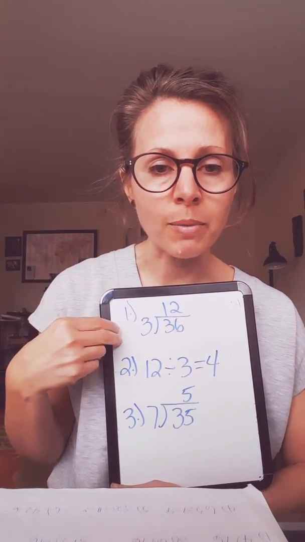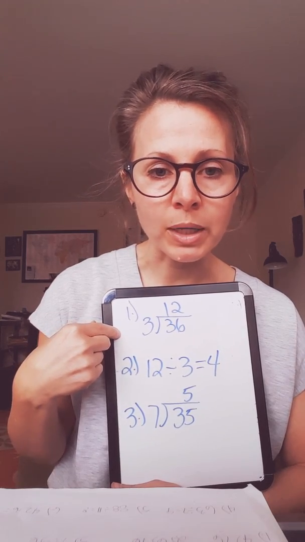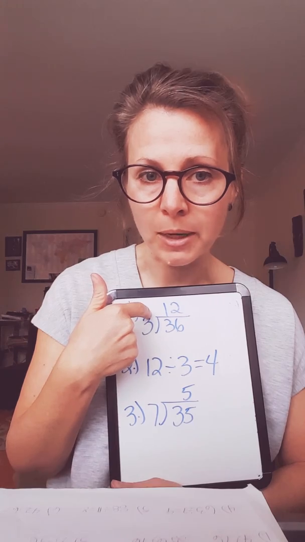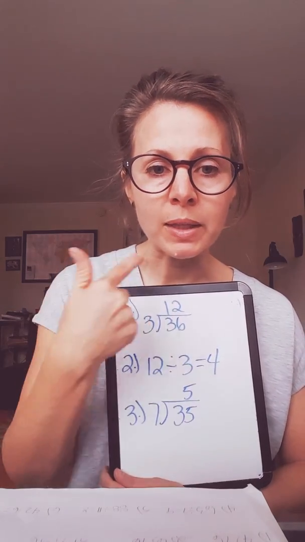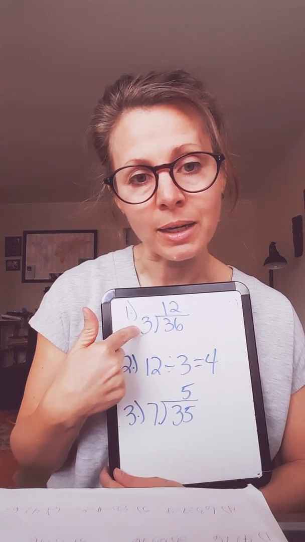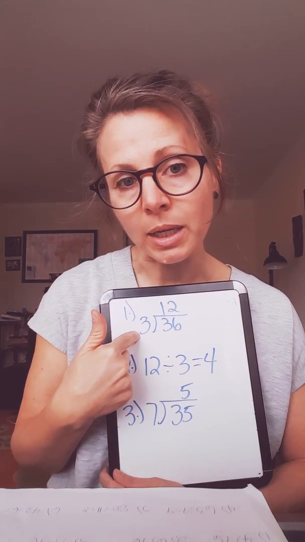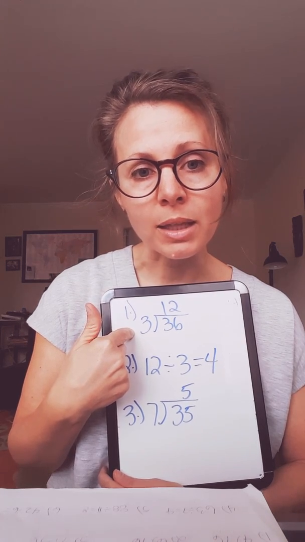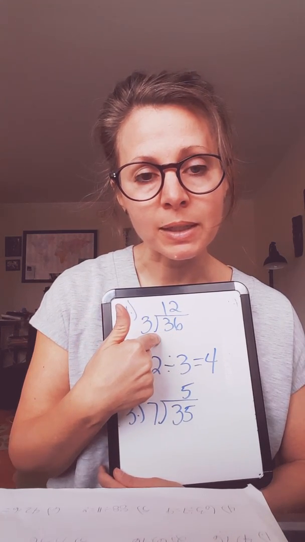So for this problem, you are going to put the number 12 in the quotient because it's the answer, right? We know in the diving board strategy that the divisor goes on the outside, so you would put 3 in the divisor column, and that leaves 36 as the dividend. So all you're going to do is in your sort, you're going to sort it.